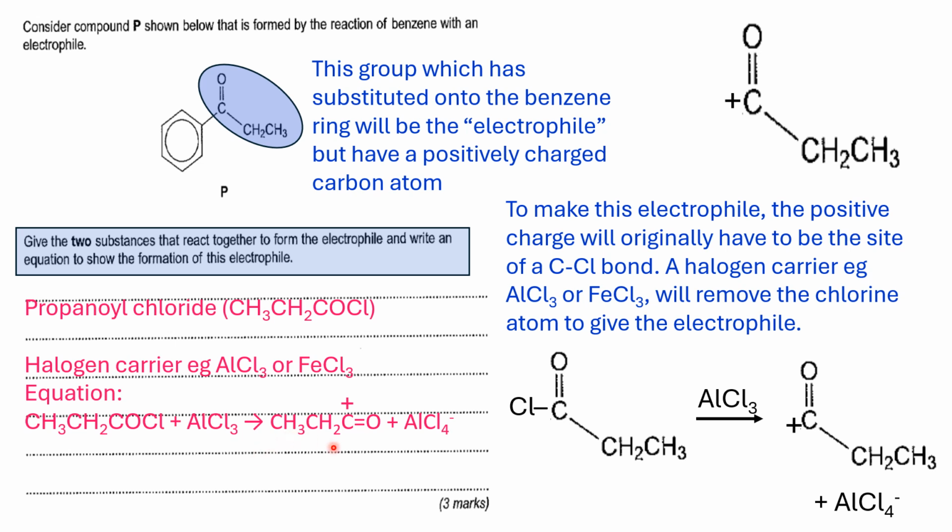And for the equation, when you draw out the electrophile, be careful to put the positive charge on the carbon that actually ends up being bonded. This is the carbon that's bonded to the benzene ring. That'll be this carbon here. So the positive charge has to be on that carbon. That's quite important, and you could be penalized for putting that positive charge in the wrong place.